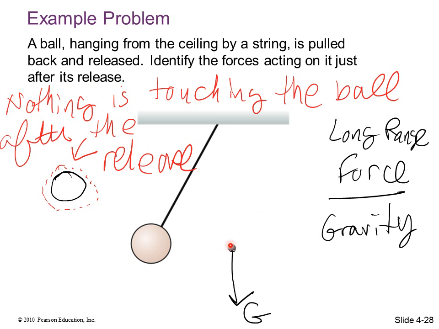So this is the free body diagram. There's only gravity working on it. Nothing is touching the ball after the release. So students make a big mistake here, and they like to put forces on here that don't exist. Okay, you don't want to be one of those students. Be very careful. Draw the object, put the circle, the dotted lines around it to see what is touching your object. There's nothing touching this object. So this is the answer.